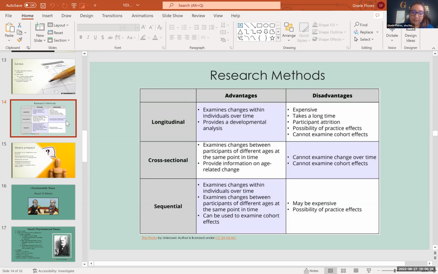A cross-sectional study, on the other hand, has some advantages in that you automatically have children of different ages at the same time. So in the same study, you're going to have a group of 2-year-olds, a group of 4-year-olds, and a group of 6-year-olds. And then you can look at them at different points of time. So it's kind of a combination of different research methods.